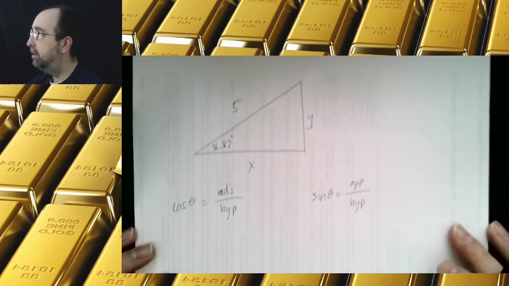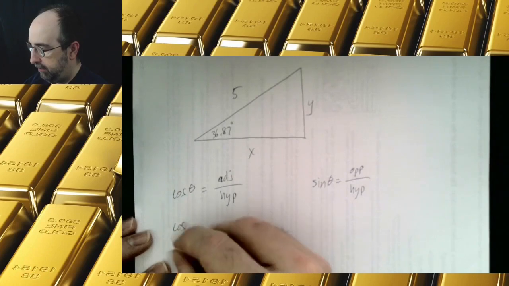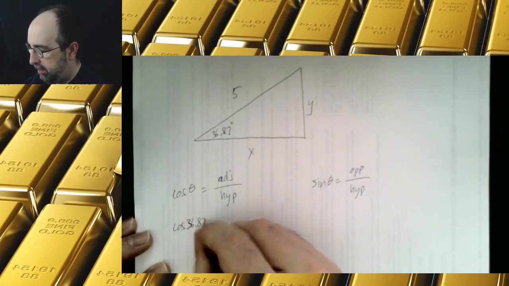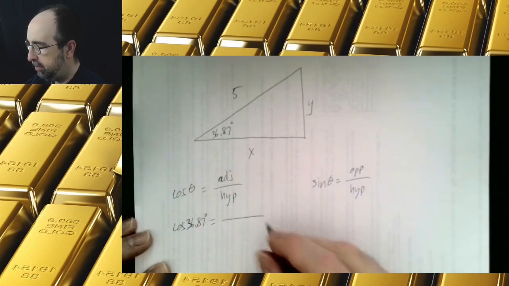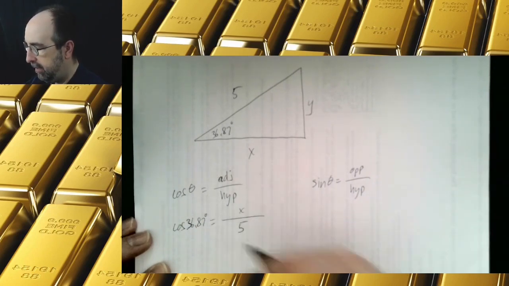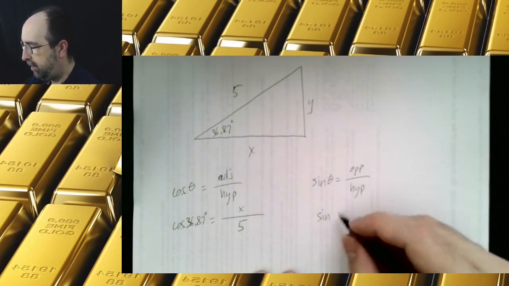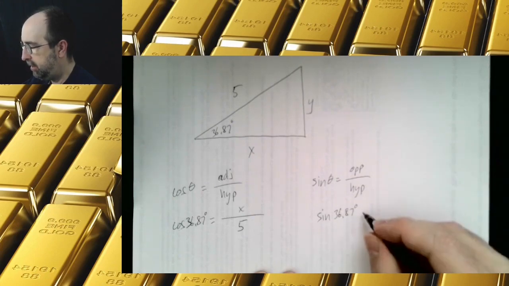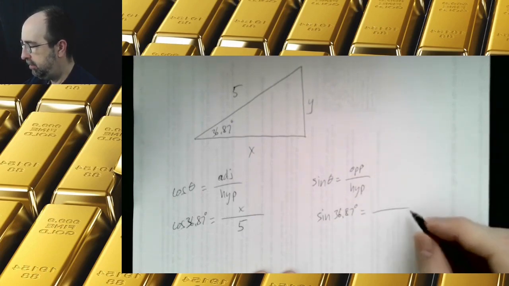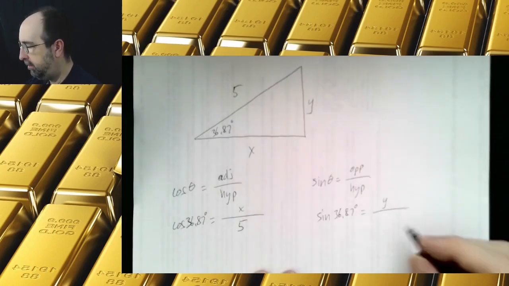In this case, we would have the cosine of 36.87 degrees is equal to the adjacent is x and the hypotenuse is 5. In this case, we would have the sine of 36.87 degrees is equal to the opposite, which is y, and the hypotenuse, which is 5.